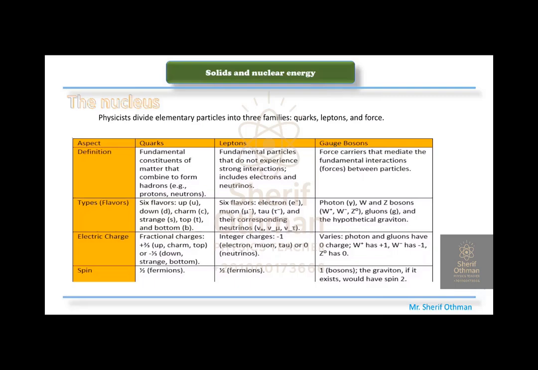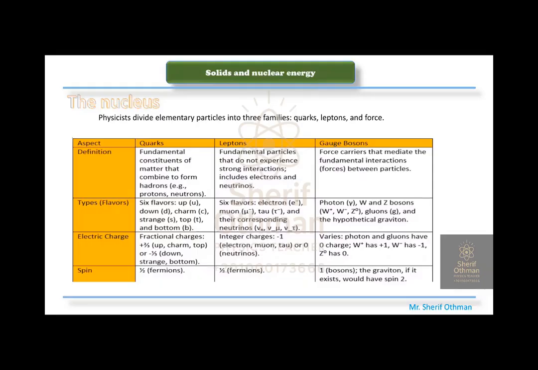They are also fermions, as we studied in chemistry. When electrons are occupying any orbitals, according to the Pauli principle, they have different spin numbers, positive half and negative half.